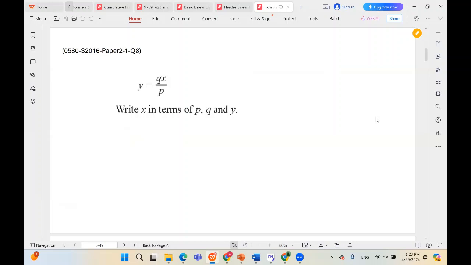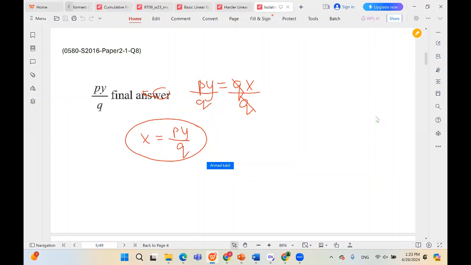Y equals QX over P. Write X in terms of P, Q, and Y. So we want to isolate the X here. First, we take the P to the other side. So we get PY equals QX. And then we divide both sides by Q so that these cancel out. And we are left with X equals PY over Q. And this is our final answer.